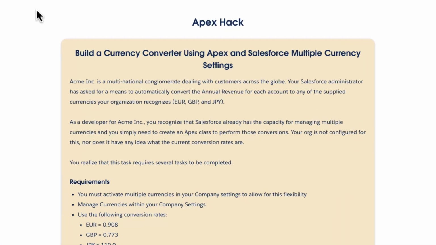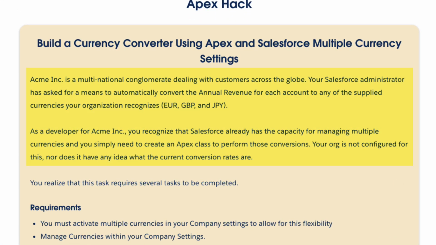Acme Inc. is a multinational conglomerate that deals with customers across the globe. You are a developer at Acme Inc. Your Salesforce administrator has asked for a means to automatically convert the annual revenue for each account to any of the supplied currencies supported by your organization, something like euros, pounds, and yen.